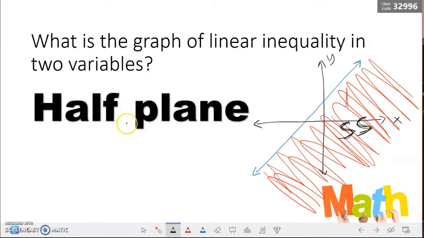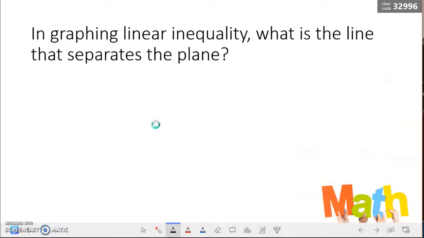It is not like a linear equation. The graph of a linear equation is a straight line. But if you are asked, what is the graph of a linear inequality in two variables? Your answer would be, it is a half plane. So, let's go to the next question.